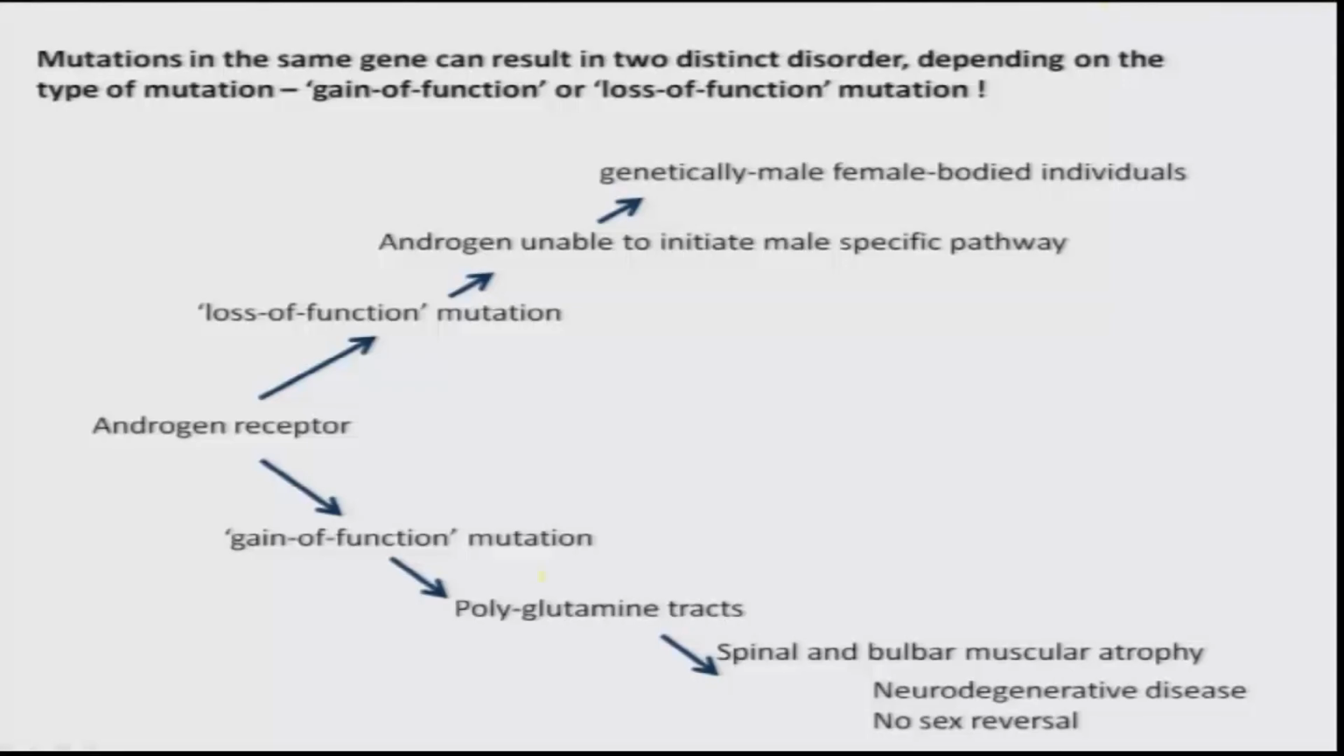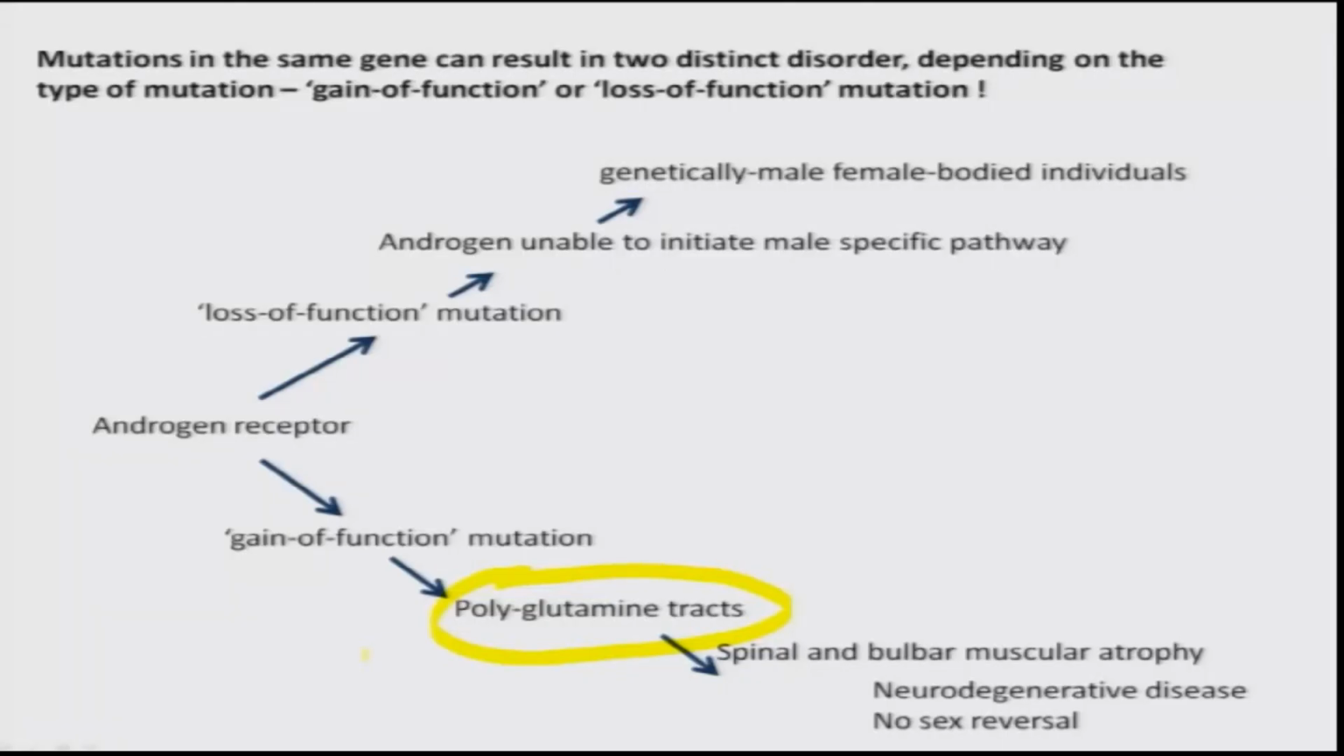But the same gene could also have what is called a gain of function mutation. For example, it can have repeats, exactly the way we discussed for Huntington disease. This gene, which codes for the androgen receptor, also has CAG tract repeats, which vary in the population, but when it exceeds 30, 40 repeats, then it could gain a new function, which is toxicity. Now, the protein becomes toxic. As a result, you may have neurodegeneration, especially in this case.